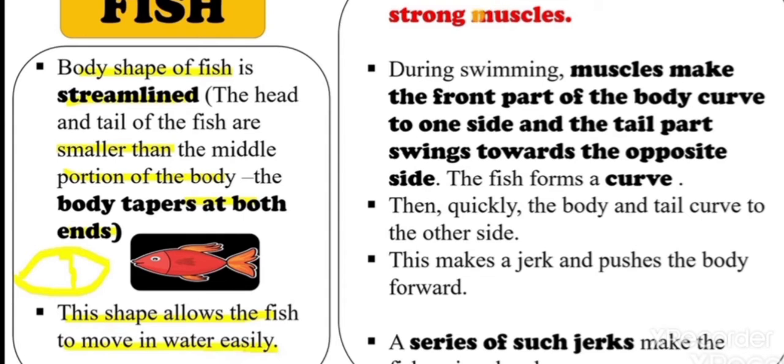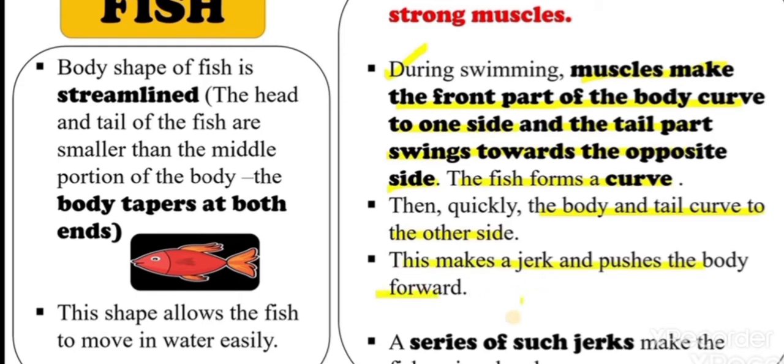The skeleton of the fish is covered with strong muscles. Now, during swimming, the muscles make the front part of the body curve to one side and the tail part swings towards the opposite side. The fish forms a curve. Then quickly, the body and the tail curve to the other side. This makes a jerk and pushes the body forward.